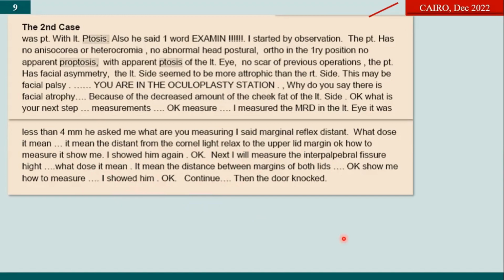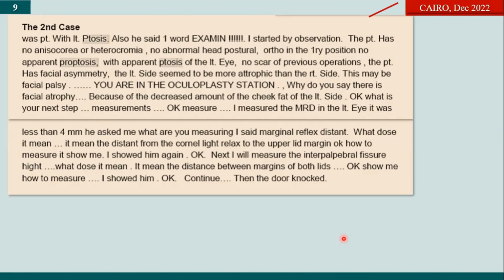I think the examiner wants to know whether the candidate is clearly aware of what he's doing. What is the meaning of MRD1 and what is the meaning of palpebral fissure height? And he is probably checking if we know how to measure it. That's one scenario. So we can say the take-home message from this experience: don't lose hope, even if you think that you have deviated. Yeah, the examiner somehow got angry or something. You have to show knowledge.